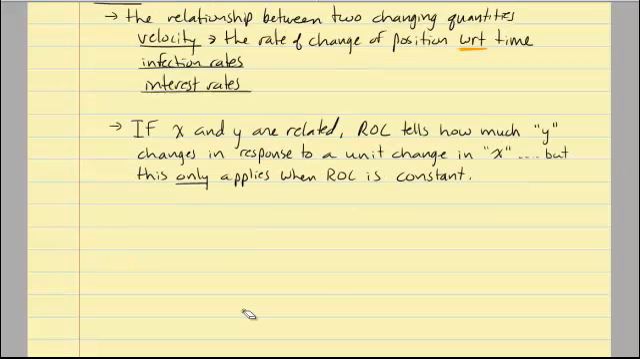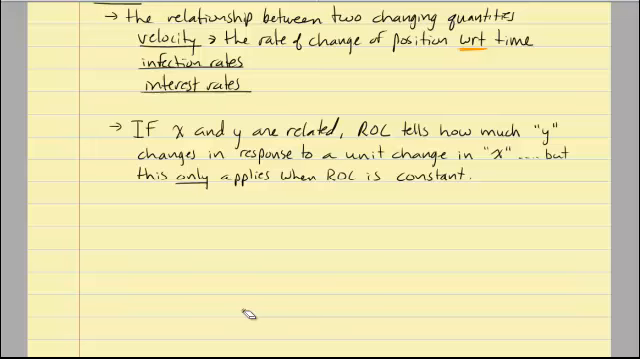In talking about rates of change, basically if x and y are related somehow, the rate of change tells us how much y changes in response to a unit change in x. But this only works when the rate of change is constant. If we apply this to a vehicle driving down the road, we're talking about how much our distance changes per hour. So that's our unit change. But this only applies when the rate of change is constant.